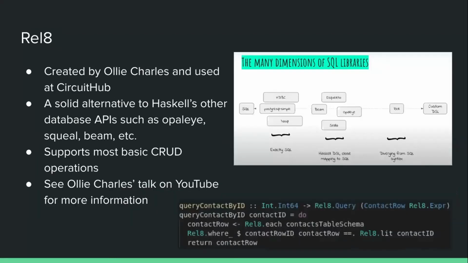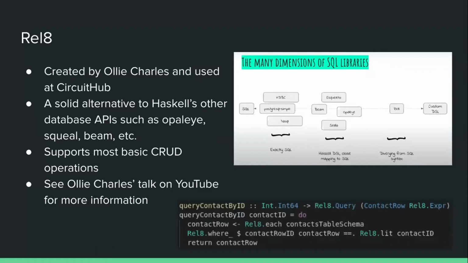The next one I'm going to be going over is Relate. Out of all the DSLs I'm going over, this is the one I'm the least familiar with. But it's really cool. It's fairly new. So this was created by Ollie Charles and his team at Circuit Hub. I believe they've been using it there for a few years now. And it's a great alternative to some of these other SQL libraries that we have in the Haskell ecosystem.